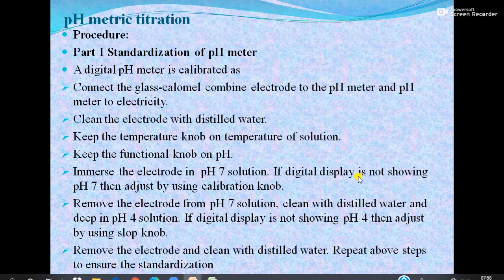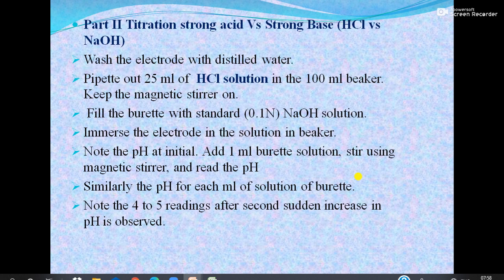So first step is standardization. Standardization we have discussed earlier in the last lecture, so I'm not going to go into much detail. Then what is the procedure? You have to wash the electrode with distilled water. We are going to take a combined glass calomel electrode for the titration. Then pipette out 25 ml of HCl solution in the 100 ml beaker. So 25 ml of HCl.